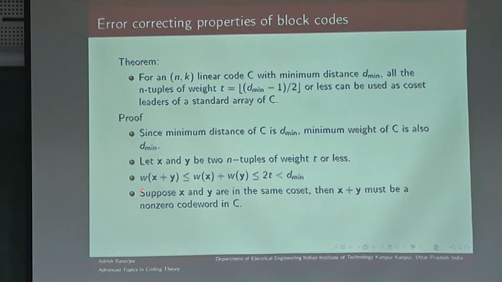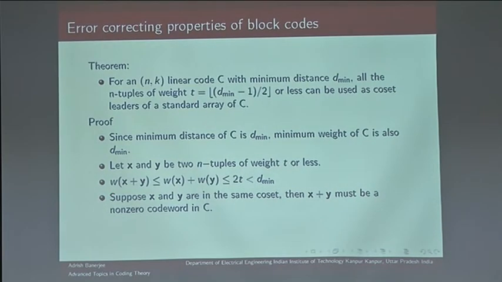Now, if they don't belong to the same coset, that means they belong to all different cosets. Can I safely say that all error patterns of weight up to t belong to different cosets? Now, if they belong to different cosets, I can always make them my coset leader. It's up to me which element I want. I will make them coset leader. And if I make them coset leader, then those are all correctable error patterns.